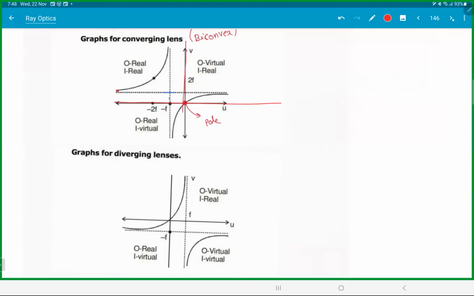This is your X and Y axis. So the graph is like this. So this is the point of that focus. At the pole, they both meet, and again, this will extend. Same graphs, we check it in mirrors. Do check it out. Graphs are important.